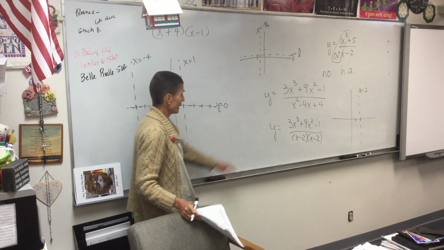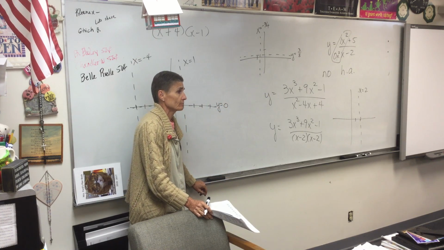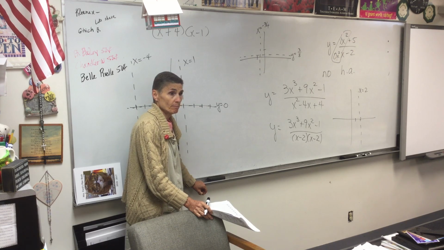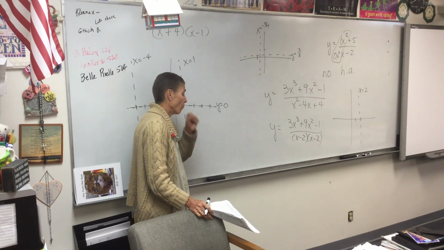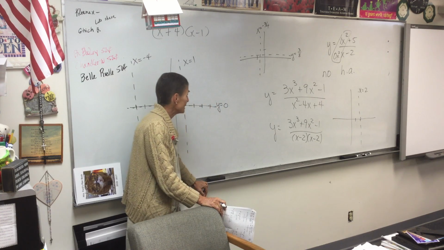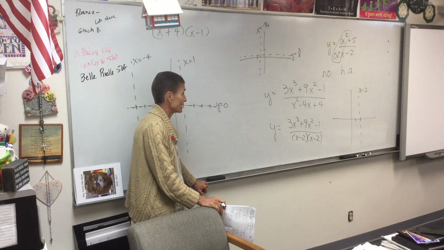What about a horizontal asymptote? Look at your problem. No. None. Why none? Big power is on top. When the big power is on top, the function just keeps growing, and it's not stopped anywhere. It just keeps growing and growing.